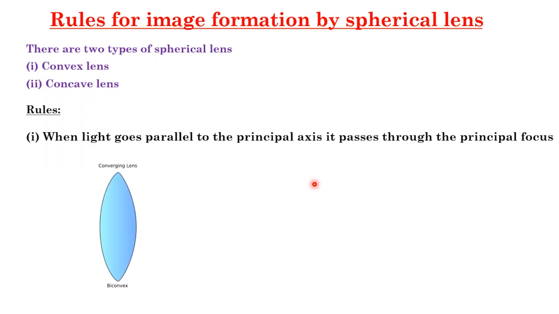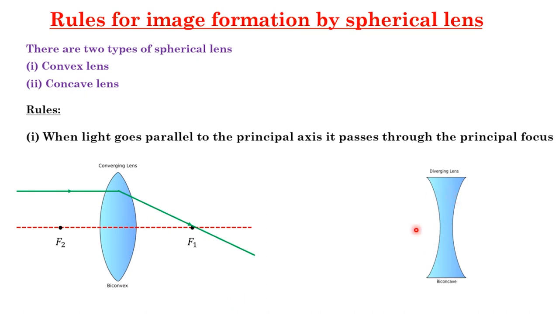So this is our convex lens and this is the principal axis. The principal axis is the imaginary line which passes through the focus and the optical center. This is f1, this is f2, and if light goes parallel to the principal axis, these two rays are parallel, and after refraction they pass through the principal focus. This is the case for a convex lens.